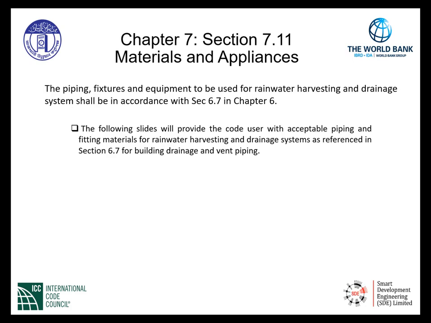Section 7.11, Materials and Appliances. The piping, fixtures, and equipment to be used for rainwater harvesting and drainage system shall be in accordance with section 6.7 in chapter 6. The following slides will provide the code user with acceptable piping and fitting materials for rainwater harvesting and drainage systems as referenced in section 6.7 for building drainage and vent piping.